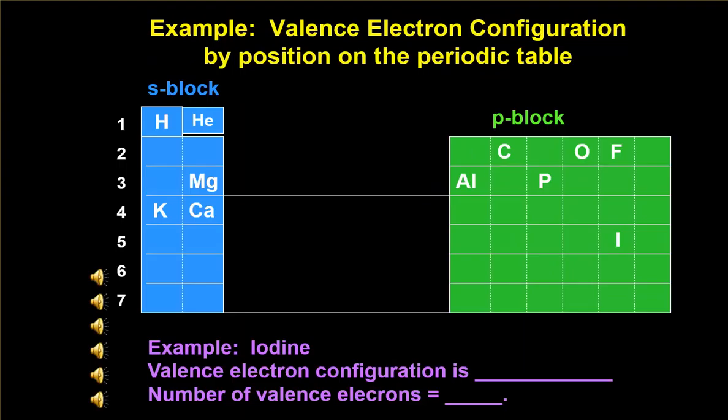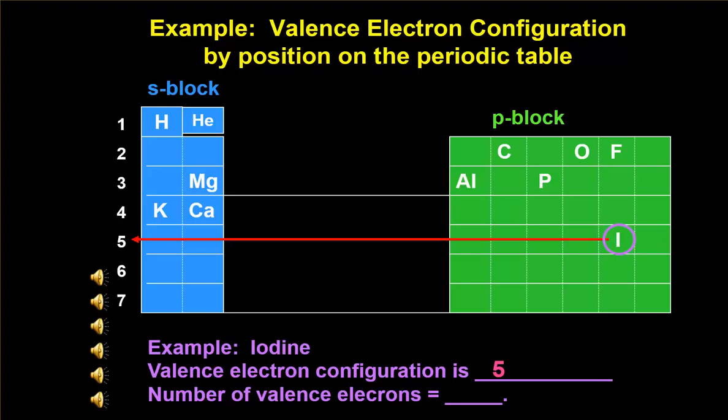How we can use the periodic table to come up with the valence electron configuration. First, start by finding your element on the periodic table. Then look all the way to the left to the period number. That number will tell you the energy level of the valence electrons. So for iodine, the valence electrons are in the 5th energy level. Our configuration will start with 5.